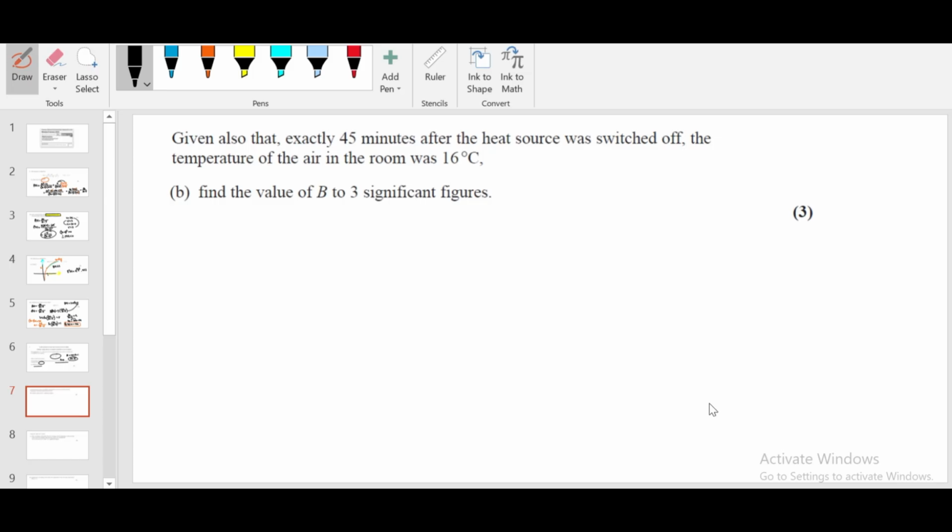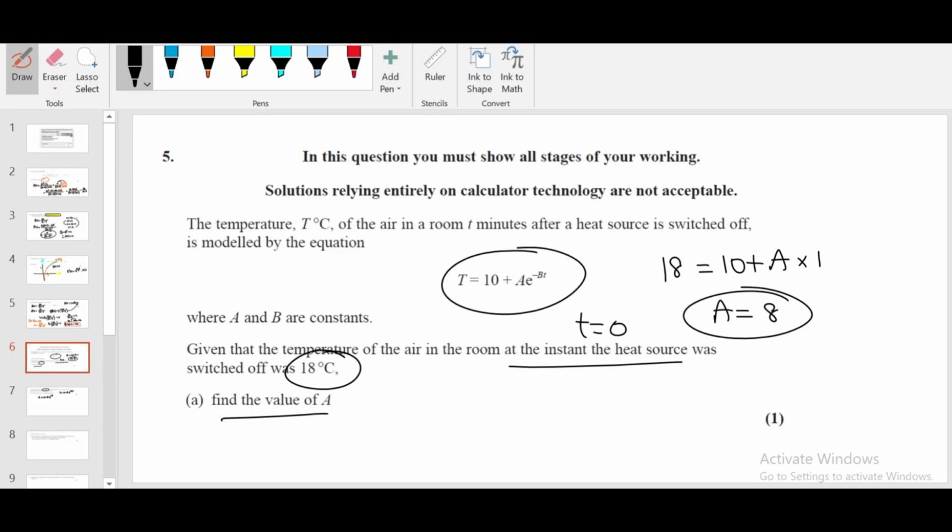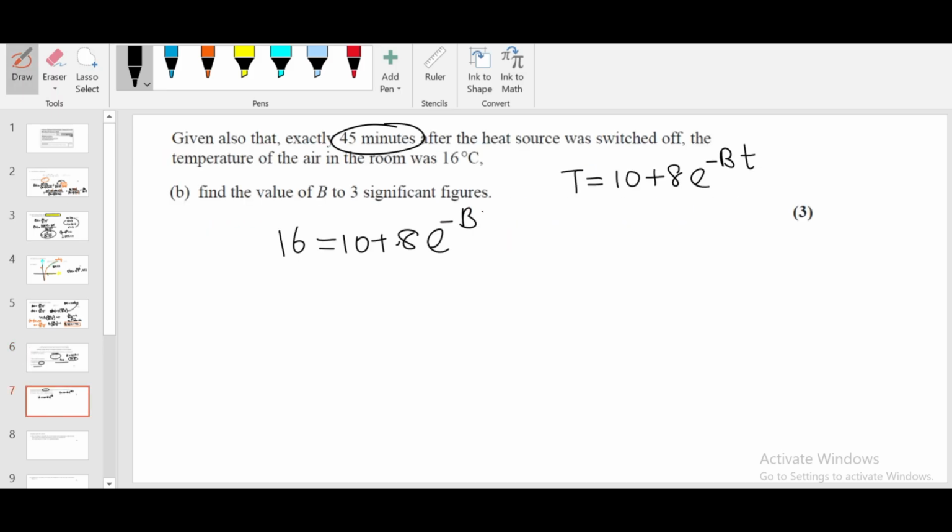We have the equation T is equal to 10 plus 8 e power minus bt. Now the question says exactly 45 minutes after the heat source was switched off, the temperature was 16. So you need to replace T by 16, and then there are two T's, one capital T, another one small t. Small t is the time, so you cannot replace capital T by 45. You need to read the question carefully. It says t minutes, so you are allowed to replace small t by 45.